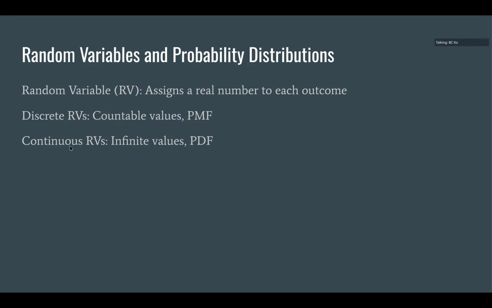Continuous random variables, on the other hand, take on an infinite number of possible values within a given range. And for continuous random variables, we use the probability density function to describe the probability of the variable falling within a particular range. So understanding random variables and their distributions is important if you want to analyze and interpret data in probability and statistics.